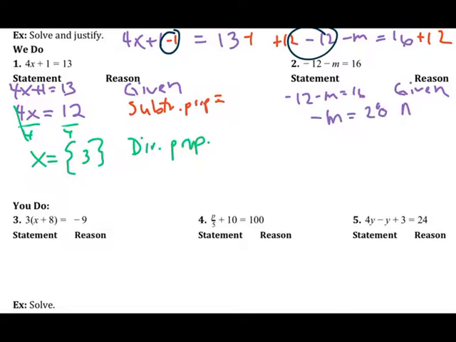And I don't have enough space, so I'm going to abbreviate addition property. That is what allowed me to do that. And that doesn't really, there we go. Now it looks like an 8.